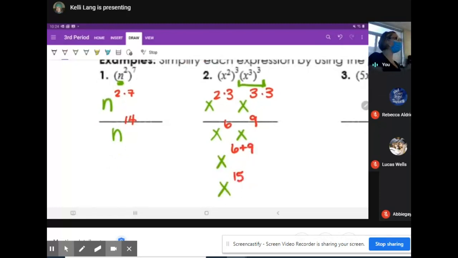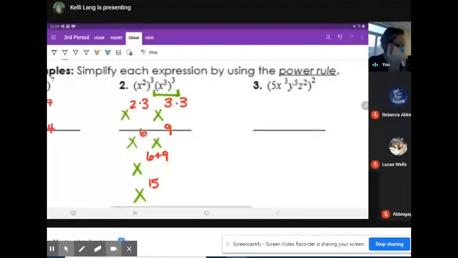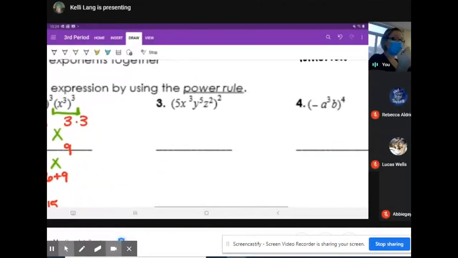So this problem involved multiple rules. Sometimes you're going to use multiple rules in the same problem to simplify something. Number 3 is going to have something a little bit new. Notice this exponent on the outside. Remember that exponents affect whatever they're directly touching. In this case, that's a giant set of parentheses with a whole bunch of stuff inside.